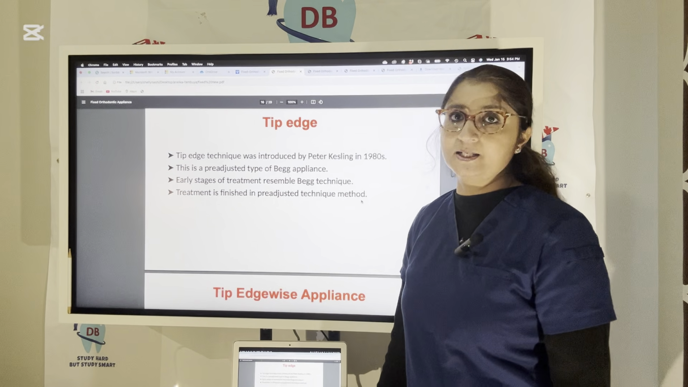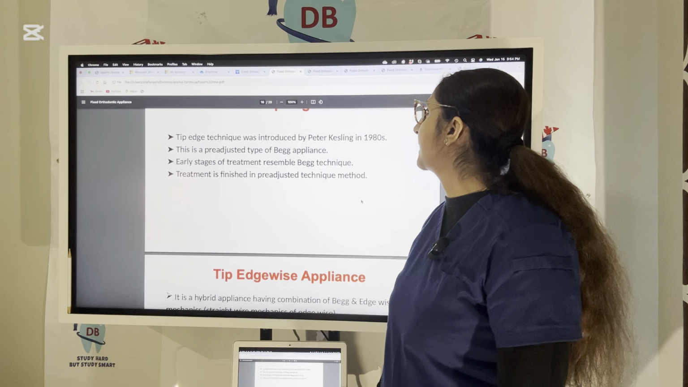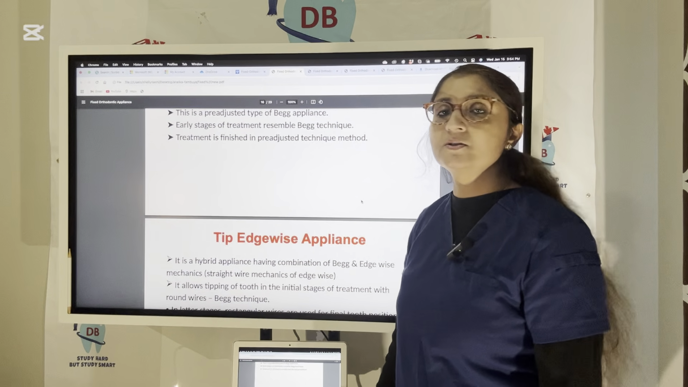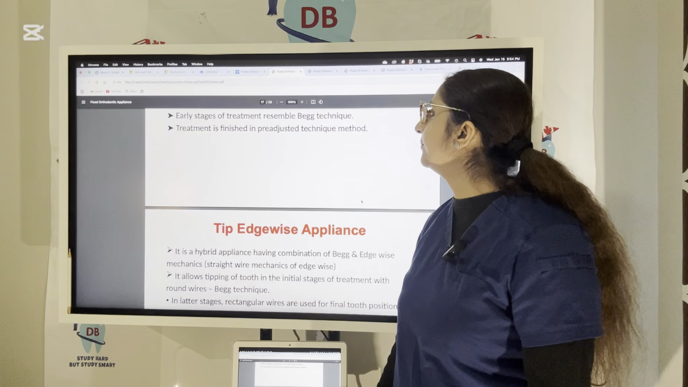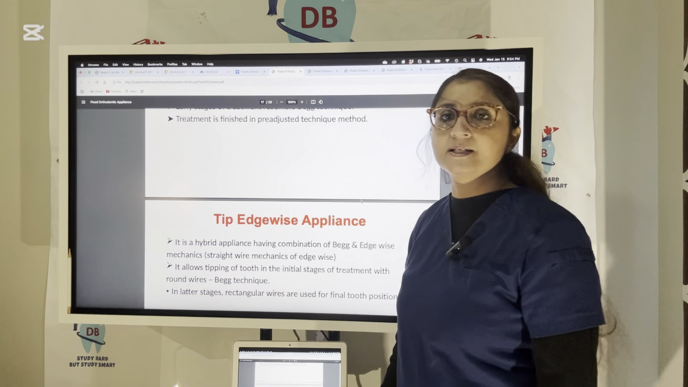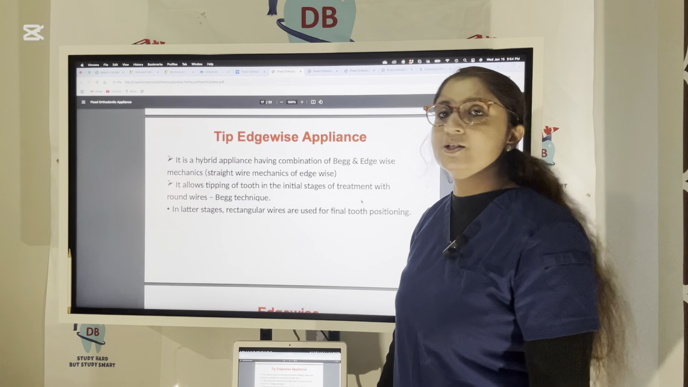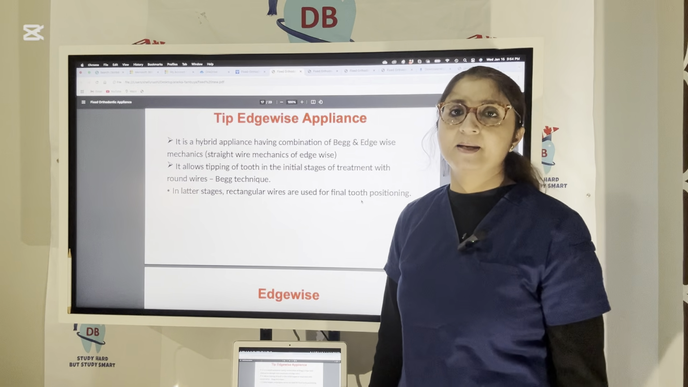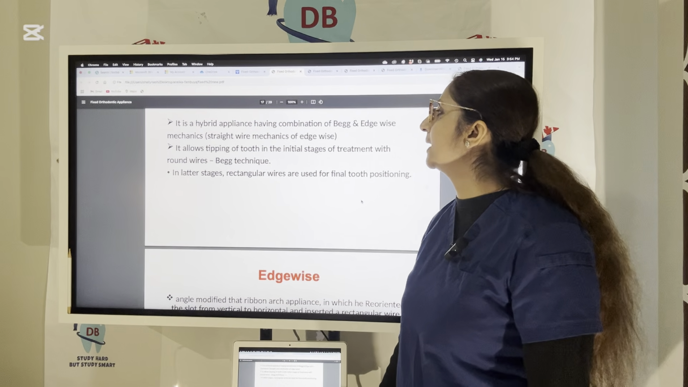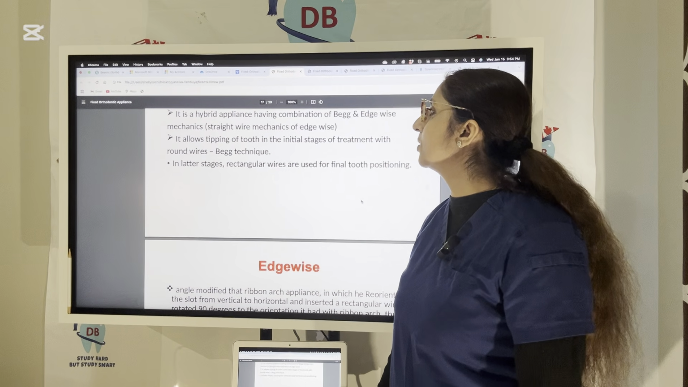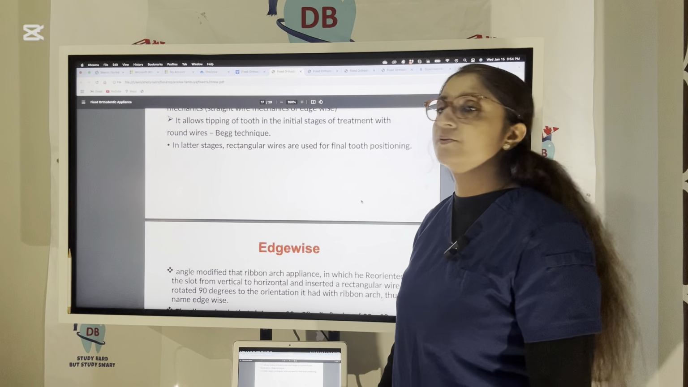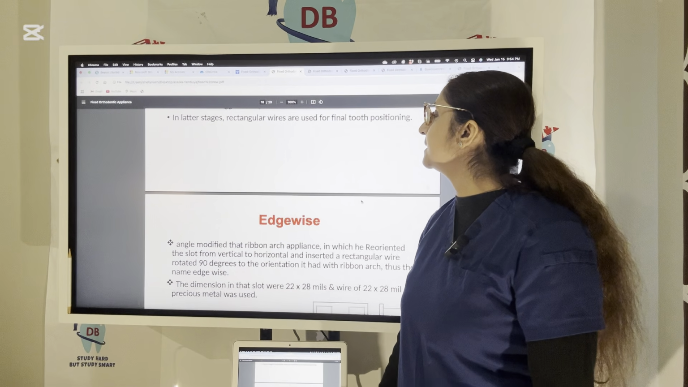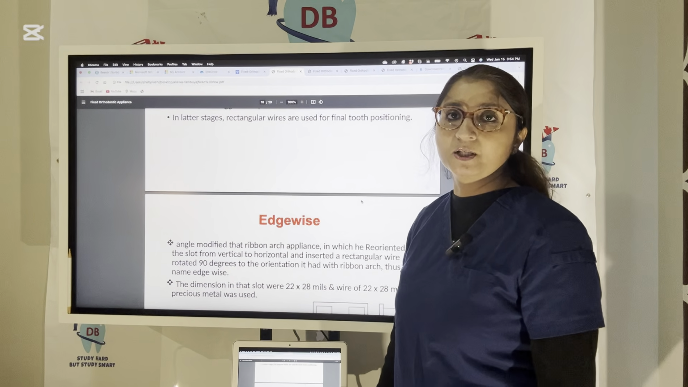Now the tip edge technique was introduced by Peter Kesling in the 1980s. This is a pre-adjusted type of Begg's appliance. The early stage of treatment resembles the Begg technique, and the treatment is finished in the pre-adjusted technique method. So the tip edgewise appliance is a hybrid appliance. It's actually a combo of Begg's and edgewise. So it has the straight wire mechanics of the edgewise and allows tipping of the tooth in the initial stages of treatment with round wires, as in Begg's technique. In later stages, rectangular wires are used for the tooth positioning.